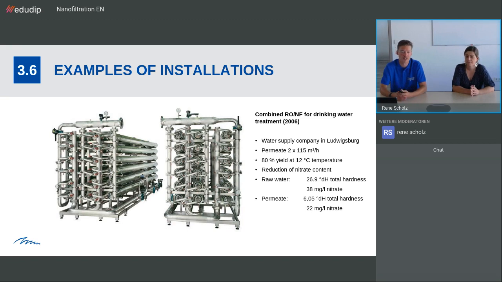Exactly. The raw water had 26.9 degrees German hardness. I don't know what French hardness this will be, but you probably know. It also had 38 milligrams per liter of nitrate, and we reduced it to 6 degrees German hardness, which is quite a big decrease, and also to 22 milligrams per liter of nitrate.